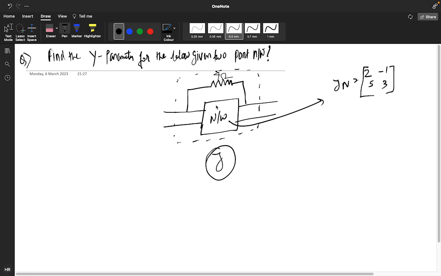You know the Y parameter of this two port network, but after that they connected one resistor like this. So how will you solve this?